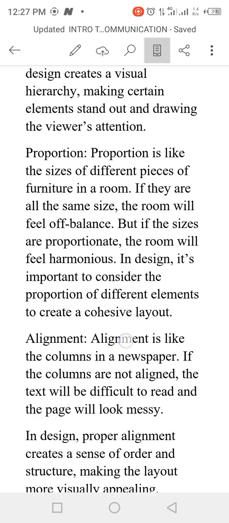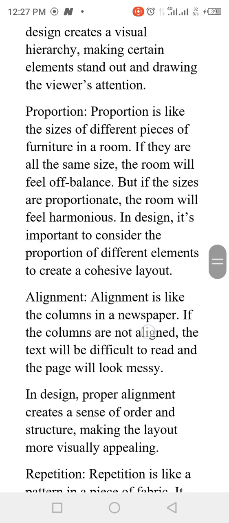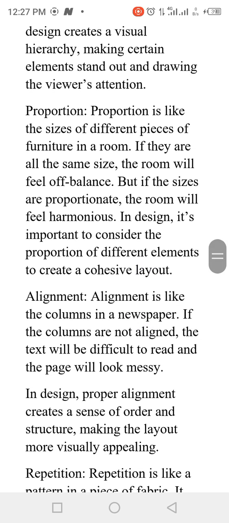Proportion is different from contrast. Contrast means the differences or the variation in all the visual elements: color, text, title, wordings, and whatever. But proportion has nothing to do with the color, or with the visuals. It is more emphatic on the text sizes as well as the text type that you use.